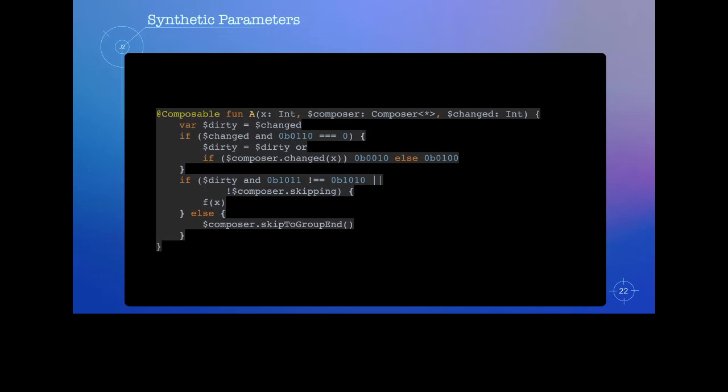But in any case, the most interesting synthetic parameters here are the composer and the changed parameters. Composer is what does most of the work in here during the recomposition process. It will start a read or update on a composable group. It will end the read of that composable group. And also in there somewhere, it's going to start a snapshot and apply a snapshot, which we will talk about later. But for this slide, we're looking at the parameter changed. Changed is a bit mask that encodes 2 bits for each parameter in your composable function.